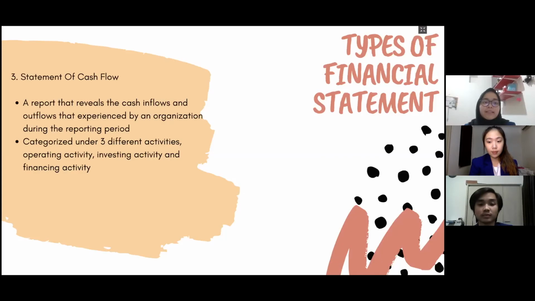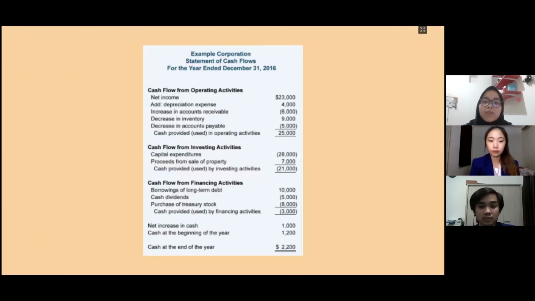And last, statement of cash flow. Statement of cash flow is a report that reveals the cash inflows and outflows experienced by an organization during a reporting period. Statement of cash flow can be categorized under three different activities: operating, investing, and financing activities. This is the example of statement of cash flow.